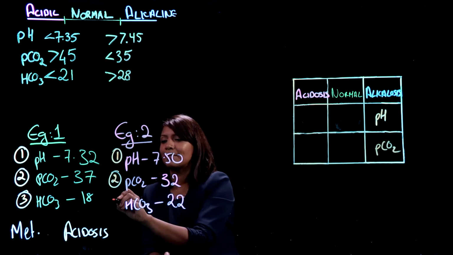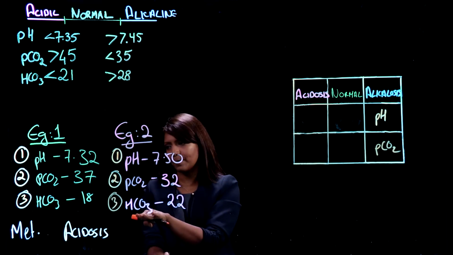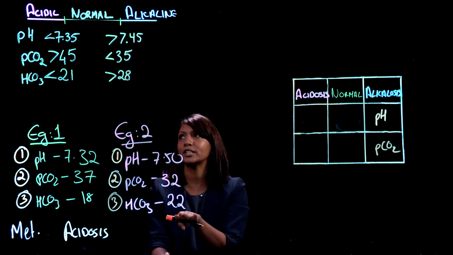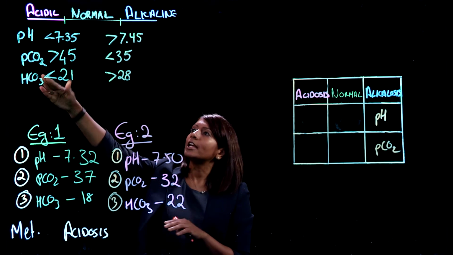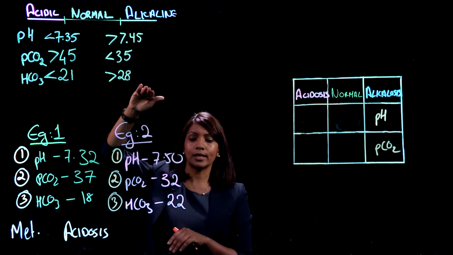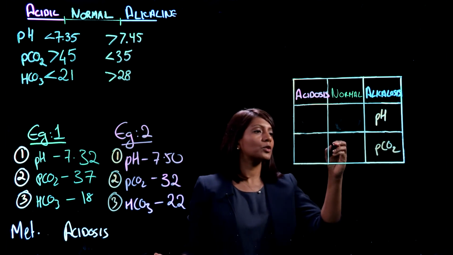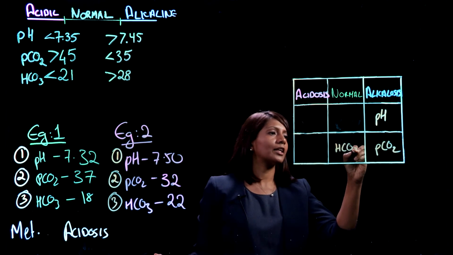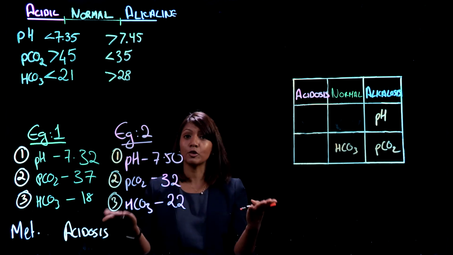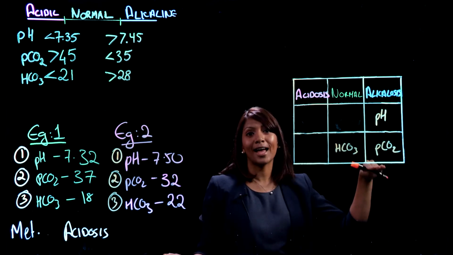Okay, and step 3 is bicarb. Bicarb is 22. Normal bicarbonate is 21 to 28, so it's within the normal level. So HCO3 is normal. If those of you play tic-tac-toe, you know what lines up.